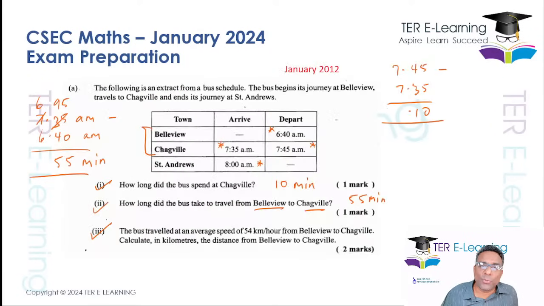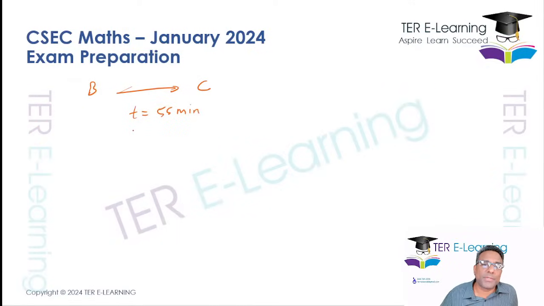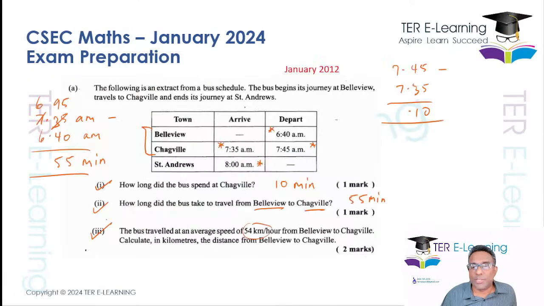Now, what they told us in the question as well, they said that the average speed is 54 kilometers per hour, right? So your speed is 54 kilometers per hour. Now, what they want us to do is work out in kilometers. I've got to be careful with these questions. You're working out the distance in kilometers between Bellevue and Sharkville.